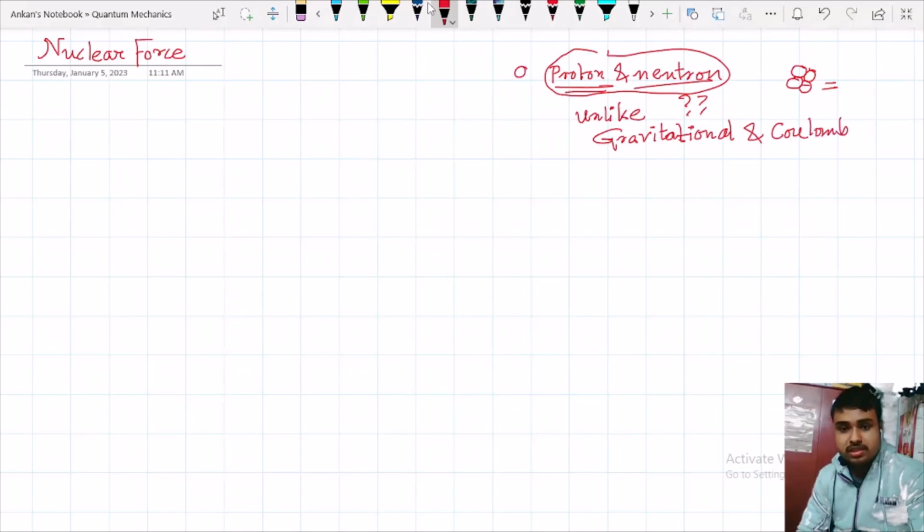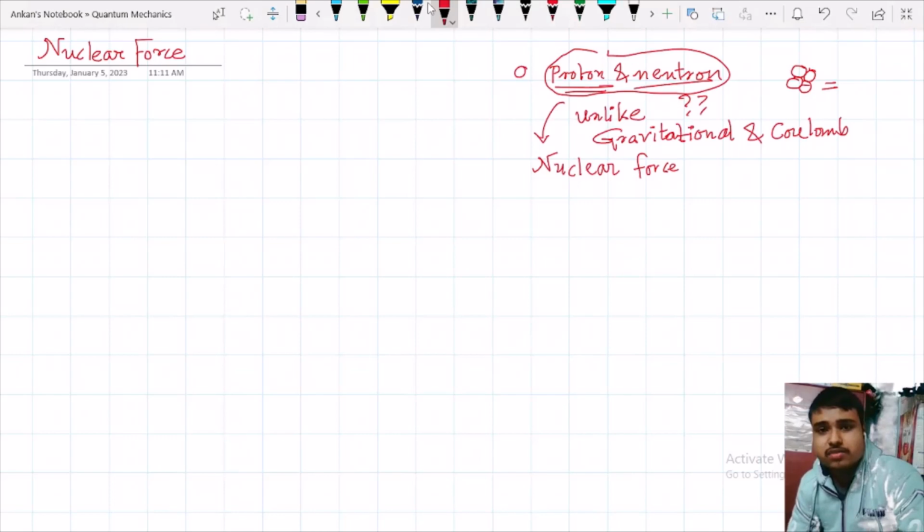So this new force was named nuclear force because it is beyond our knowledge. I am saying this at the beginning of the nuclear physics study. So this was the nuclear force which exists between the nucleons.